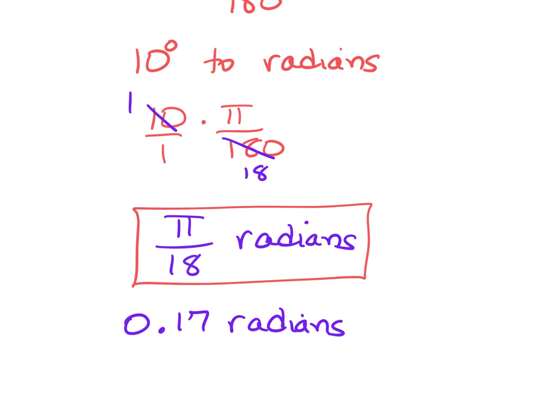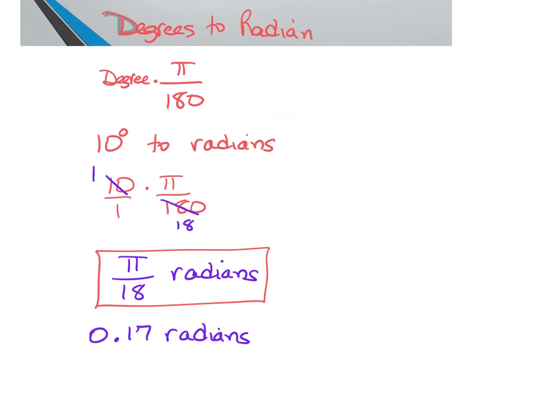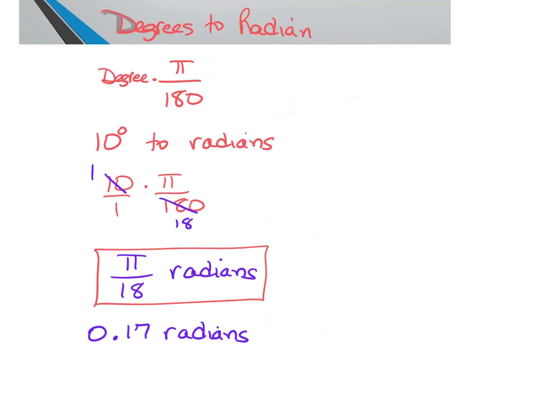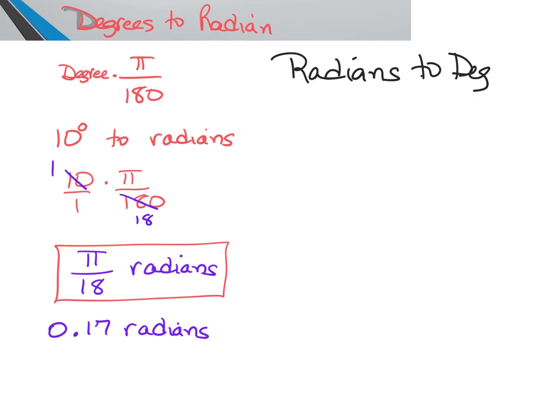Now let's do the conversion from a radian measure to a degree. When I want to convert from radians to degrees, I'm going to take that conversion ratio and flip it. So I would take the radian measure and multiply it. Now instead of pi over 180, it's 180 over pi.